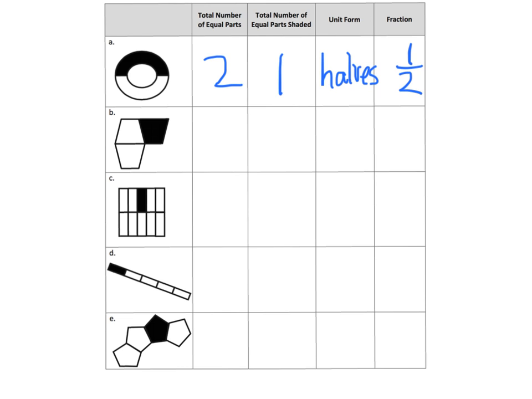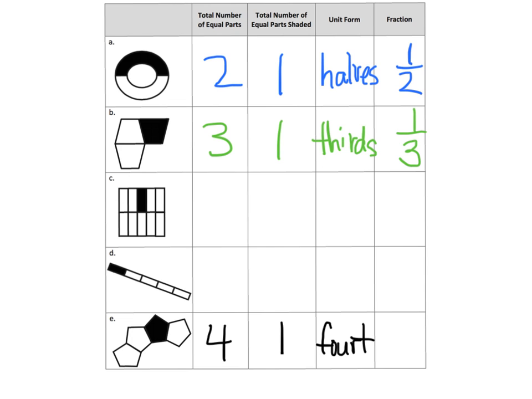Let's do another one. Let's do this next one here. So how many equal parts? Well, it's 3. How many parts are shaded? The total number of equal parts that have been shaded, and the answer is 1. So our unit form is thirds, and this is 1/3. Etc., etc. Let's just skip all the way down to this last one. Total number of parts, 4. Total number of shaded parts, 1. These are fourths. And the fraction is 1/4.